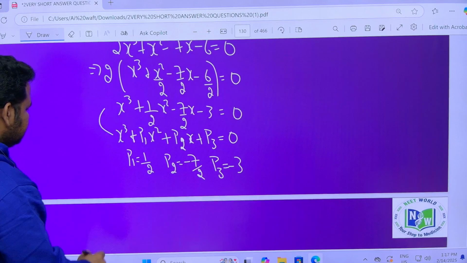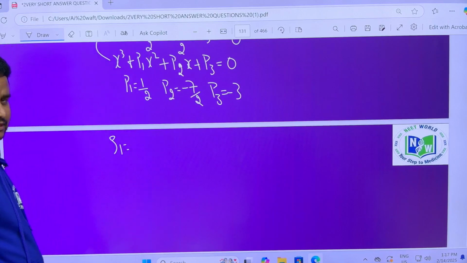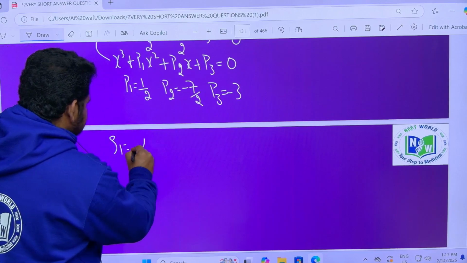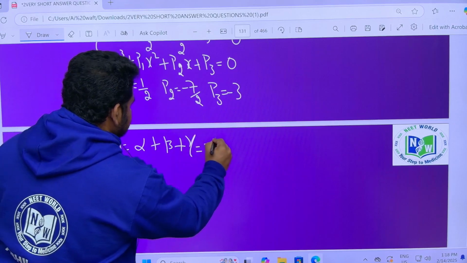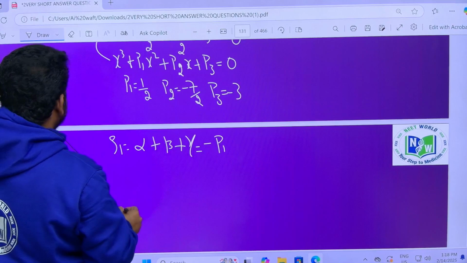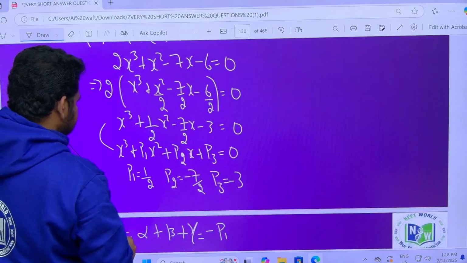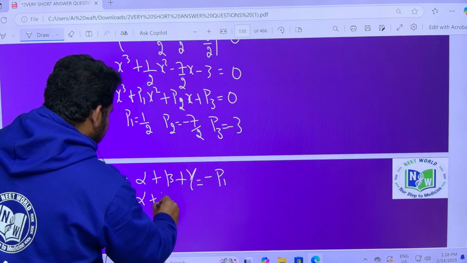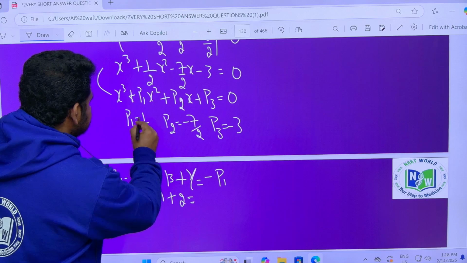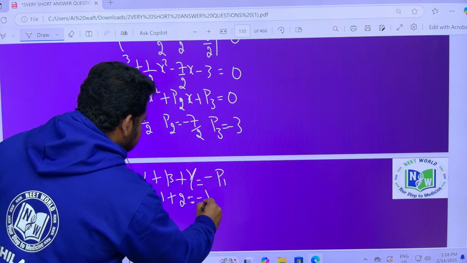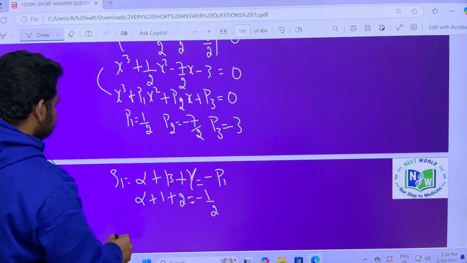Now we know that S1, the sum of the roots, is alpha plus beta plus gamma, which is equal to minus p1. Alpha we have to find out. Beta plus gamma is 1 plus 2. That is alpha plus 1 plus 2 is equal to minus p1. Here p1 is 1 by 2, but we are writing minus 1 by 2 because of the formula that we are using.